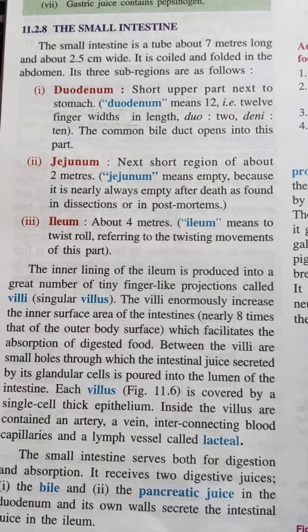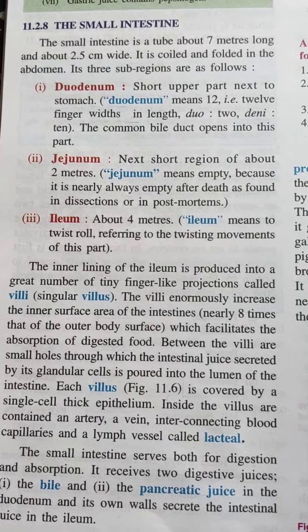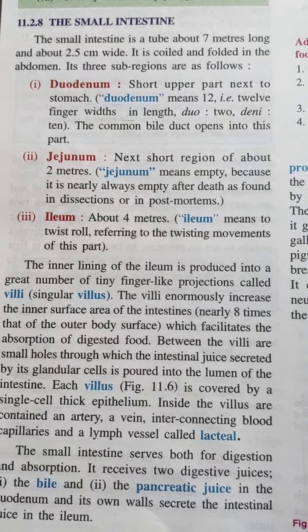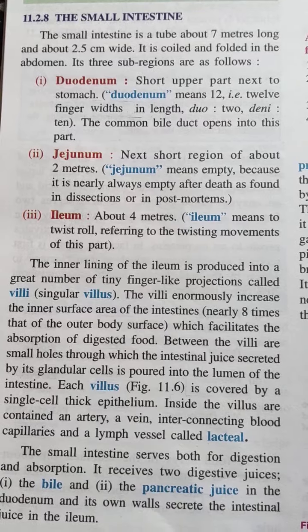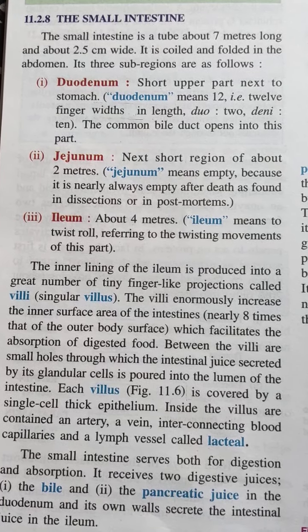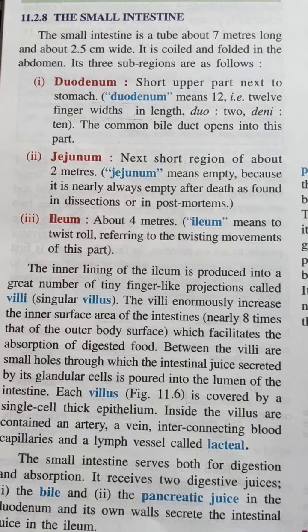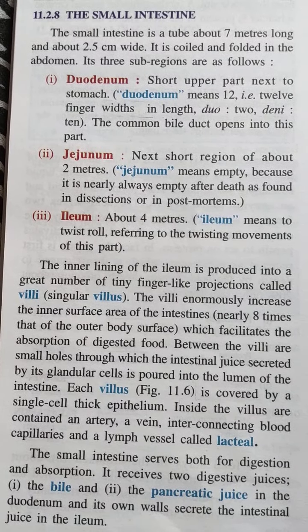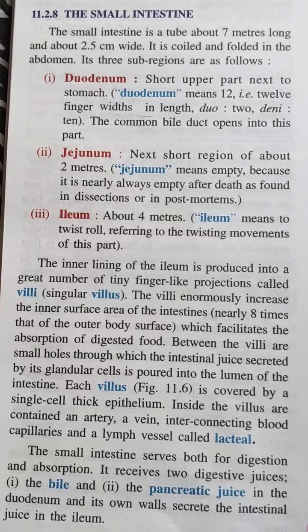Now, next part of the digestive system, the small intestine. The small intestine is a tube about 7 meters long. It is coiled and folded in the abdomen. There are three subregions, duodenum, jejunum, and ileum. Now, the inner lining of the ileum is produced into a great number of tiny finger-like projections called villi.